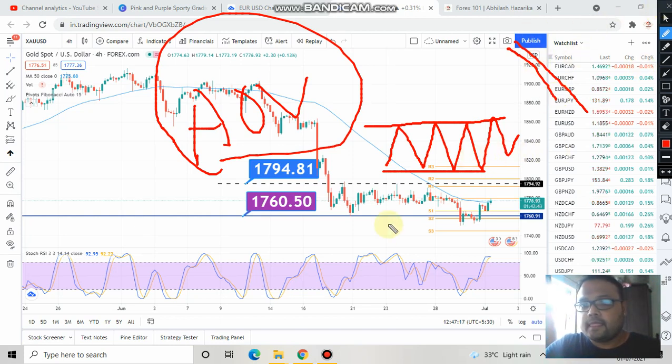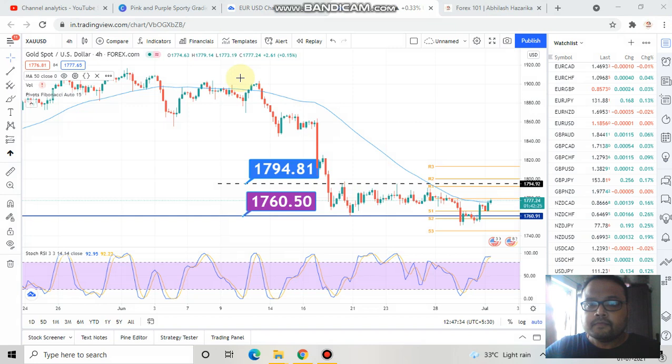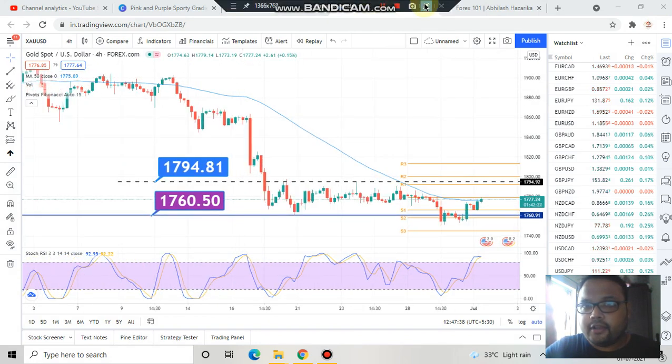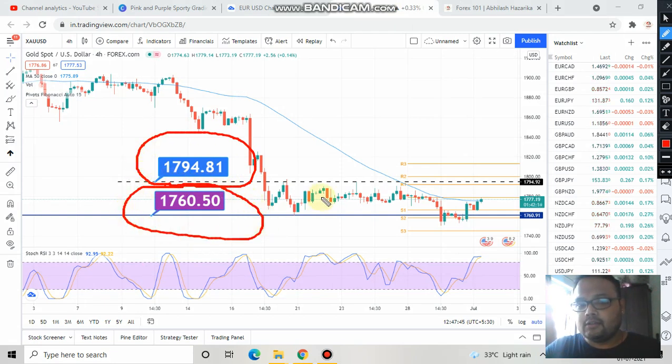And if you just observe this portion of the gold USD chart, then you can clearly see that there is not much movement. There is no proper trend here. Rather, the market is trading in a narrow tight range. And you can see that I have already mentioned two levels here: 1794 on the upside and 1760 on the downside. So this level is the support for the market, and this level is the resistance for the market.